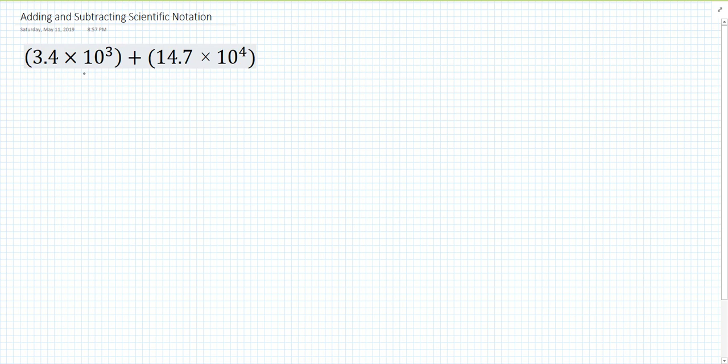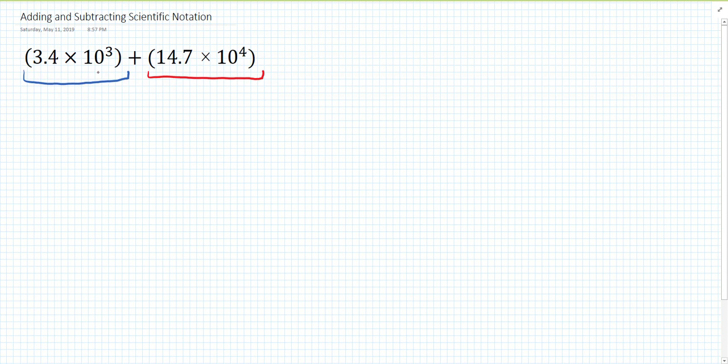Essentially, it's very similar to adding decimals, where we have to make sure we're adding the same place values. But instead of just looking solely at the decimal in the first factor, we're actually looking at the exponent. So this first scientific notation expression, 3 and 4 tenths times 10 to the power 3, is saying there are 3.4 thousandths. 10 to the power 3 is 1,000. In the next one, they're saying there's 14.7 ten thousandths.